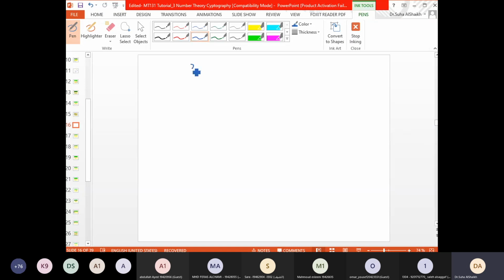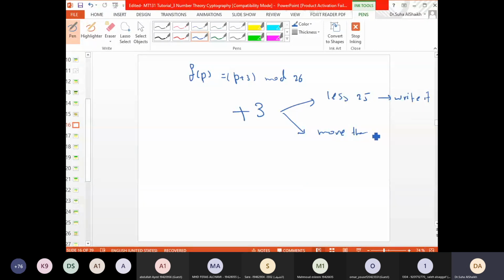The function that they give to me in this example is f of p is equal to p plus 3, and this is mod 26. This is the function that they give to me. فمعناها ان I have to add 3 each time. Each time we keep on adding a 3 each time. الحين if you add the 3 and the result is less than 25, just write it. إذا الناتج بعد ما أني أضيف 3 is less than 25 أكتبه. If الناتج more than 25, what do I do?